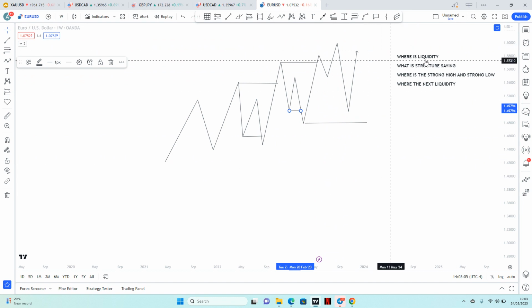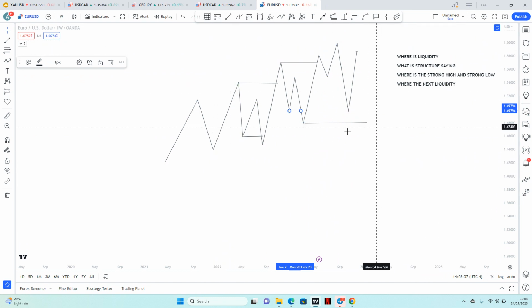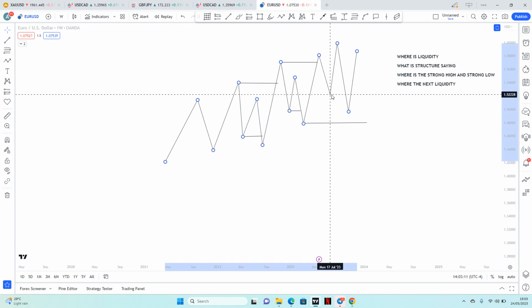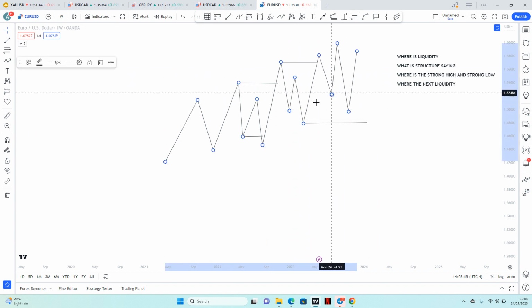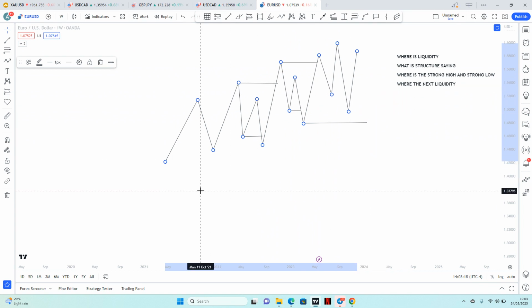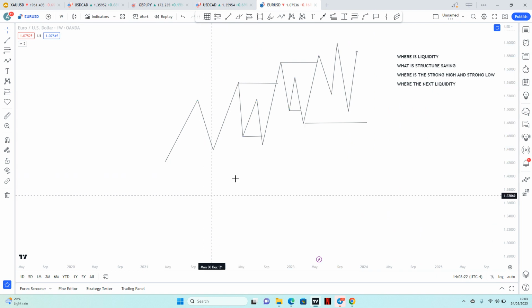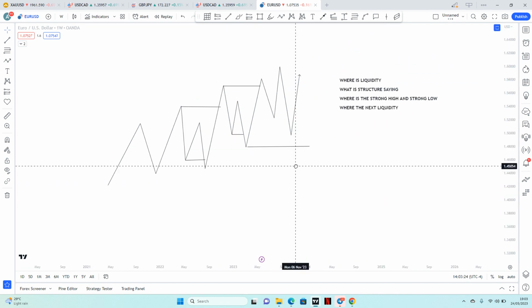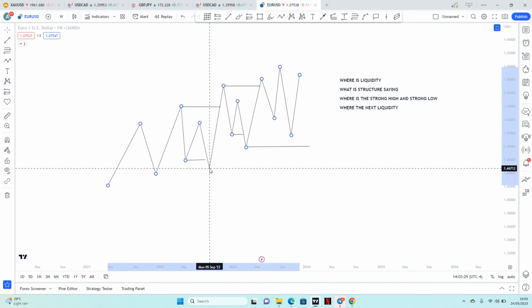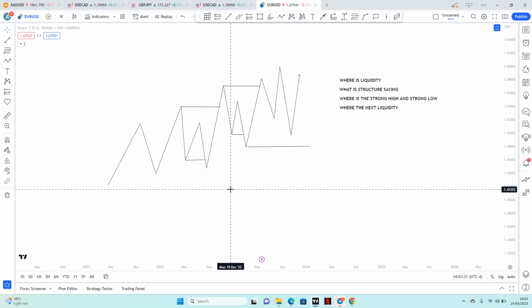So once you ask yourself where is liquidity, you've marked every single one of these as liquidity. Then ask yourself, what is structure saying? You don't need a miracle to tell you that this is a bullish market. Of course, price is making a series of higher highs and higher lows, so you definitely know that we are bullish.